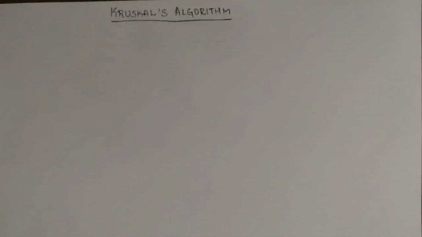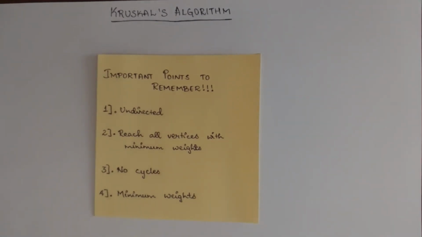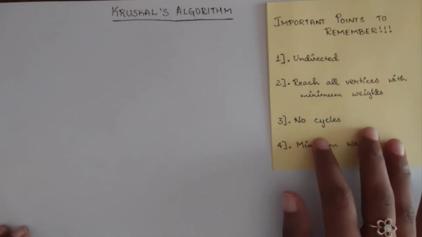First, let us see the important points to be remembered while finding the minimum cost of a spanning tree. The first one, the graph should be an undirected graph. The second, we have to reach all the vertices with minimum weights. The third one, there should be no cycles formed in the minimum cost spanning tree. Fourth one, only minimum weights should be considered. It is very important to consider only minimum weights because we are finding the minimum cost spanning tree. So let us begin.